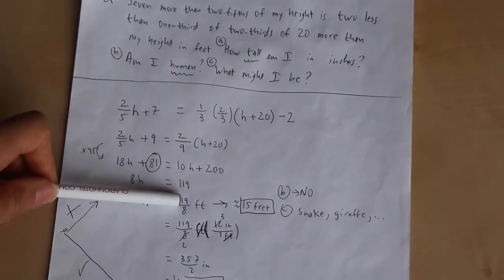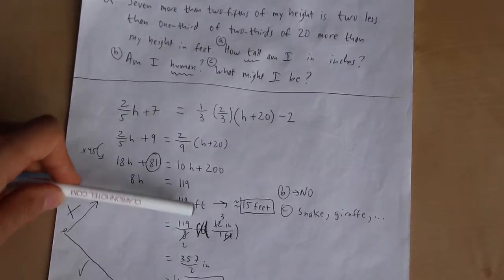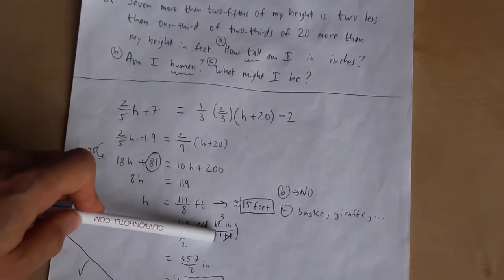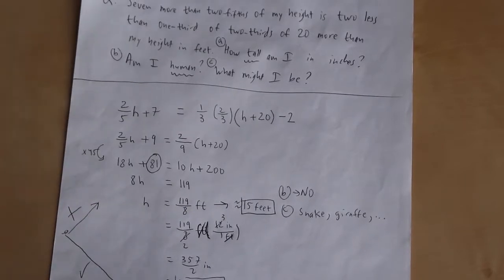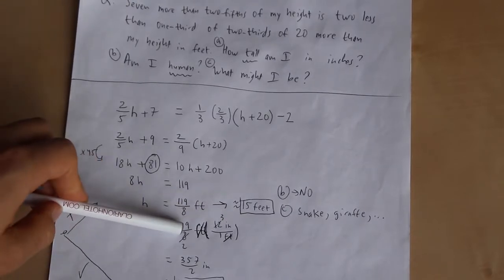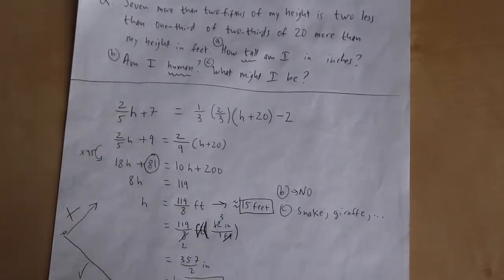How do you convert this to inches? Well, it's 119 over 8 feet times 12 inches per foot. Now here's an important point which I'll emphasize again much later in the series, which is you could just multiply this by 12, but I want to teach you guys and show that keeping track of the units, especially when the problems get harder, will be really important.